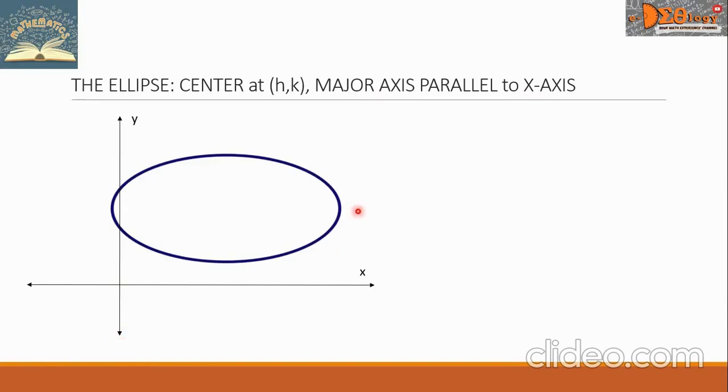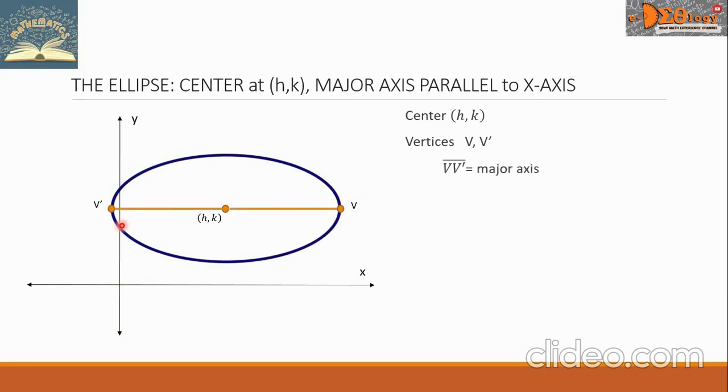Now let us derive the equation of the ellipse with center at (h, k). The major axis is parallel to the x-axis. First, let us draw the x and y axis. Then, the major axis parallel to the x-axis. The center is at (h, k). Let us now plot the vertices. The first is denoted by V and the other V prime.